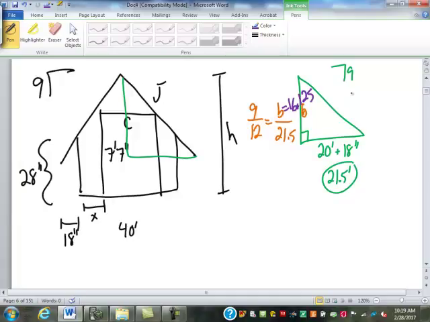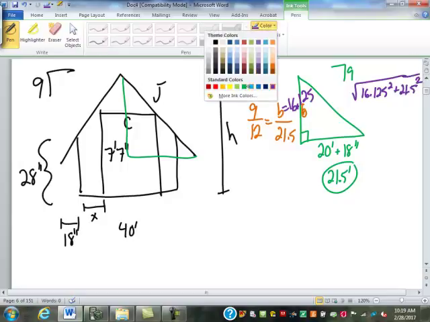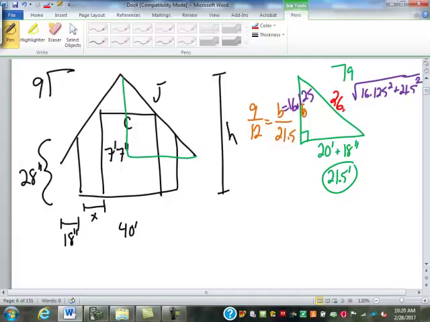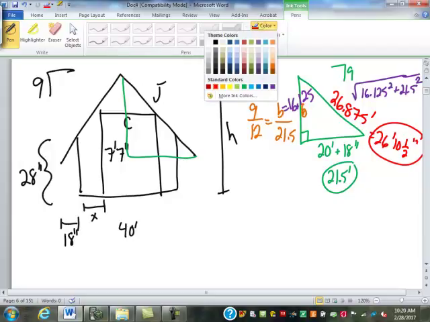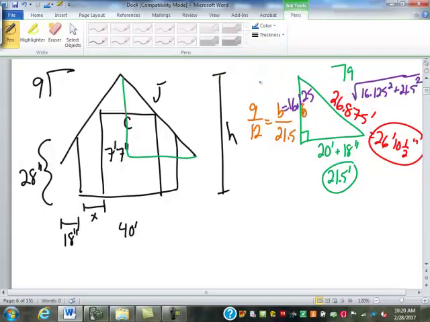So then J here is the square root of 16.125 squared plus 21.5 squared, which comes out to be what? 26.875 exactly feet. So that is 26 feet, 10.5 inches. 7/8 of a foot, by the way, is 10.5 inches, if you haven't memorized that one. I don't expect you to have that one memorized, but the 1/3, 1/4, 1/2, 2/3, 3/4, those I would expect you to have memorized by now, or at least coming close to it. So there's J.